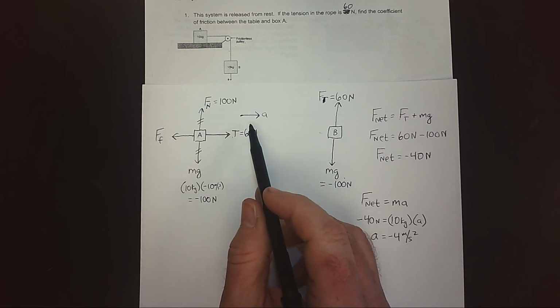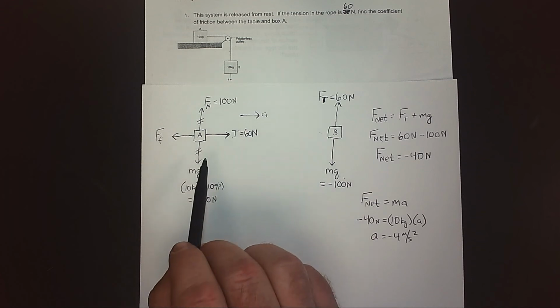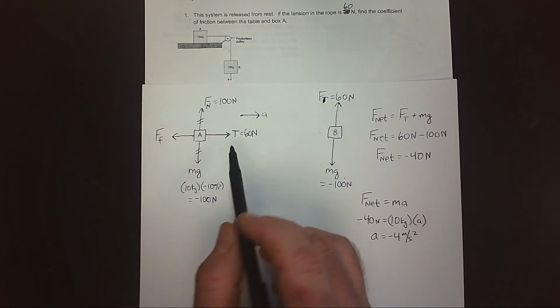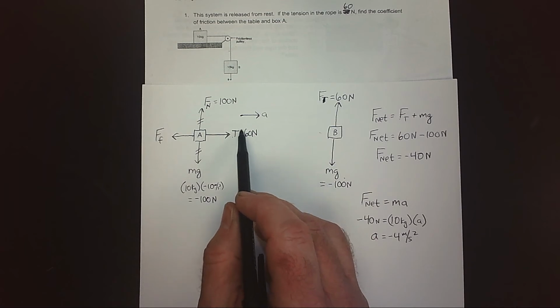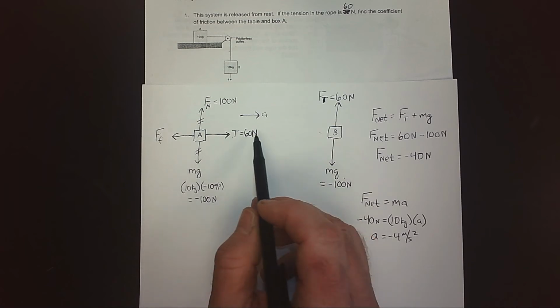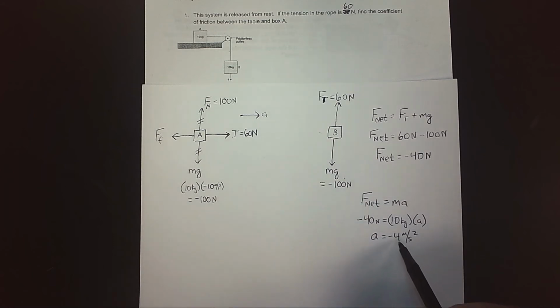Remember, on these vectors, positive and negative only mean direction. So you've got to be consistent with your direction, and if you want to call to the right the negative direction, you technically can. But since I already called it positive here, and that's what we're used to doing, I'm going to make sure my acceleration is positive. But it's going to be the same magnitude. It's going to be 4 meters per second squared.